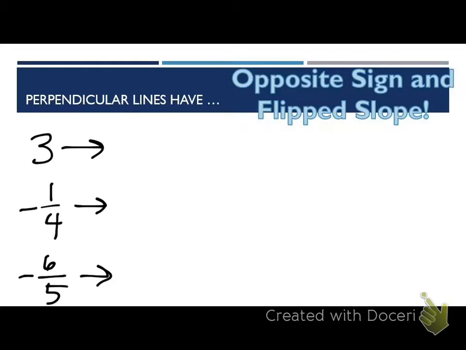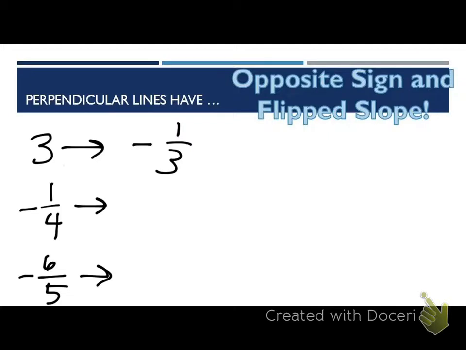So I'm just going to show you an example. Perpendicular to 3 would be the opposite sign. Is this 3 positive or negative? Positive. So the opposite sign would be negative. And then it says flipped. What do we know about every whole number? What is it invisibly over? It's over 1. So when I flip 3 over 1, what does that become? 1 over 3. So this perpendicular to positive 3 is negative 1 over 3. They're the opposite sign, and then you flip it.